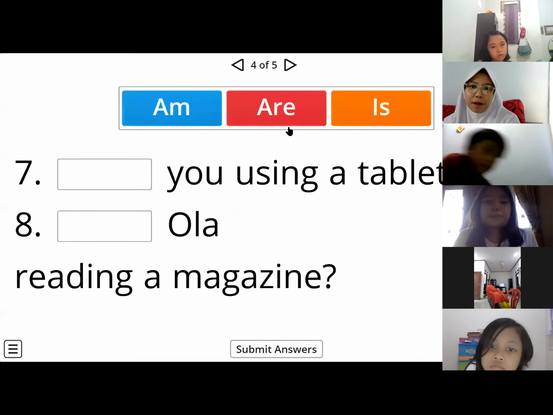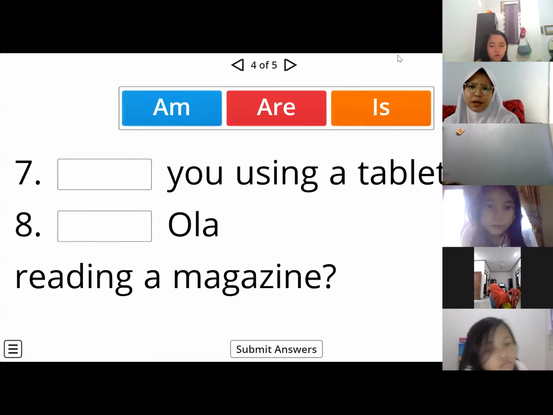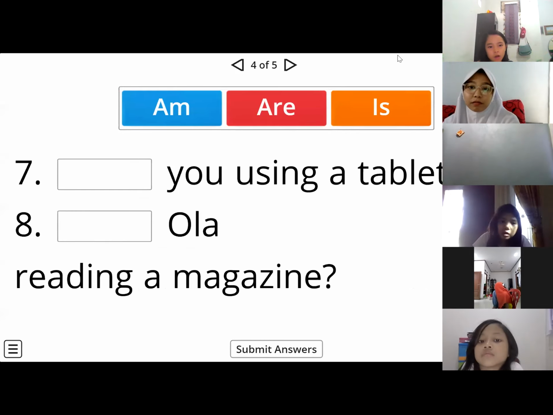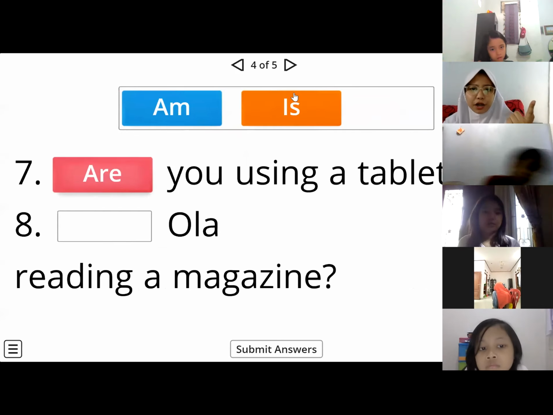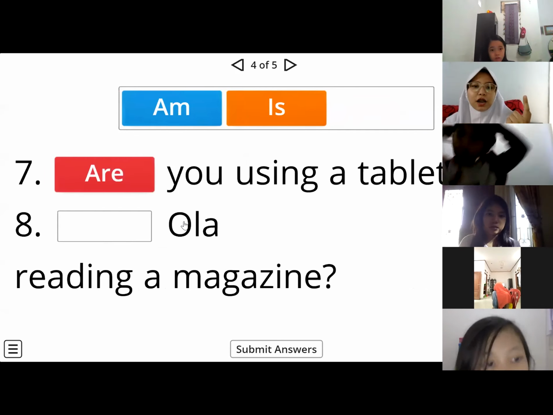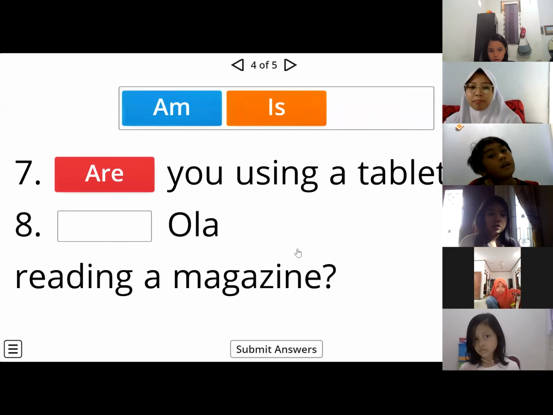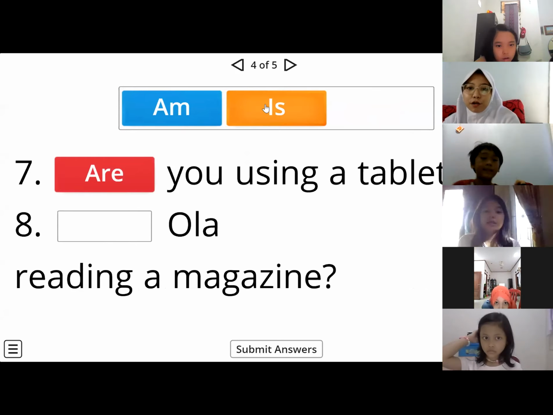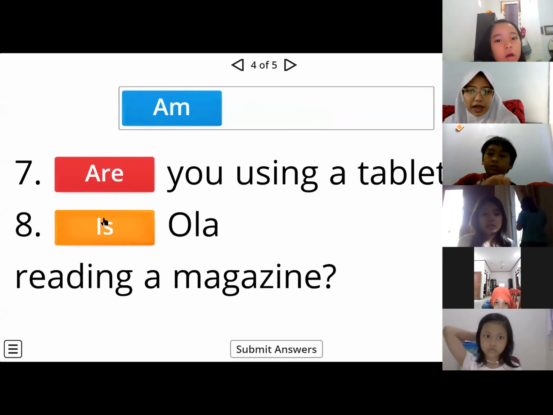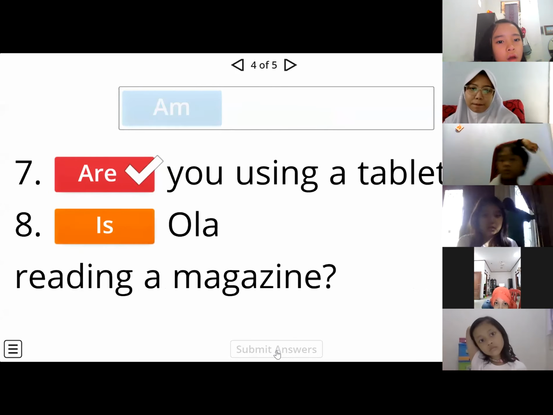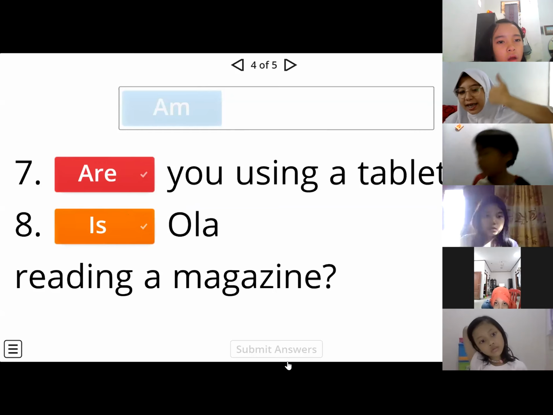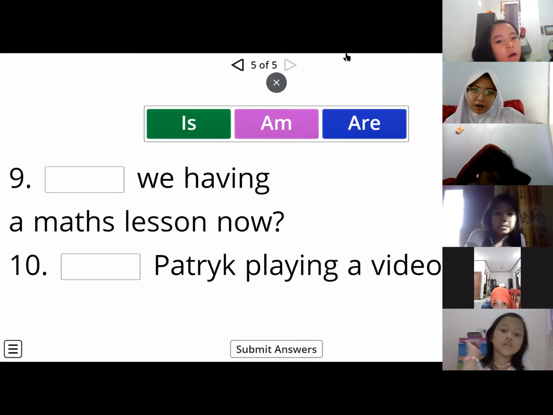So next. You using a tablet now. Good job. Are you using a tablet. Next. Aulia reading a magazine. Good job, Mora. Is Aulia reading a magazine? Let's see. Right. It's right, guys.